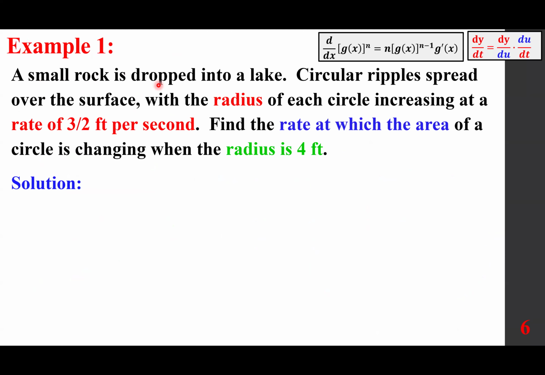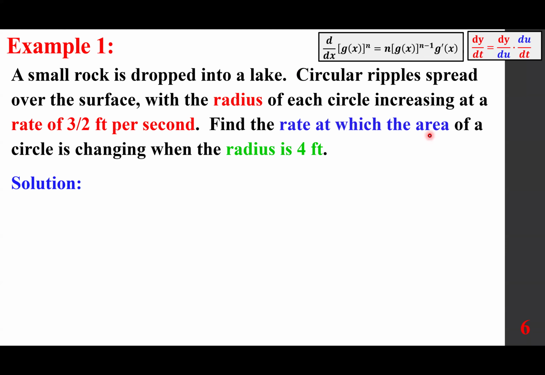Example 1: a small rock is dropped into a lake. Circular ripples spread over the surface with the radius of each circle increasing at a rate of 3/2 feet per second. Find the rate at which the area of a circle is changing when the radius is 4 feet. So we are going to translate this symbolically. To do so, first and foremost, we notice we are dealing with a circle, and we want to relate that to its radius. How? As far as the area is concerned.